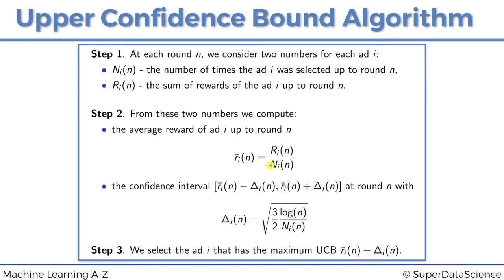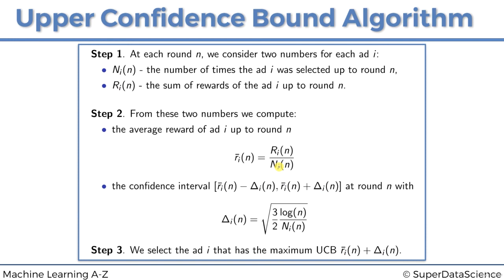And since this is exactly the number of times the ad i was selected, we need this to be different than 0 in order to compute this average reward, and therefore in order to compute then the confidence interval with the upper confidence bound. And that's why in the UCB algorithm, it's compulsory to make sure that during the first rounds, all the ads are selected. So actually, during the first 10 rounds, we have to use a trick so that we make sure to select all the ads. So that this way, all the N_i here, for all the different ads, will be different than 0.